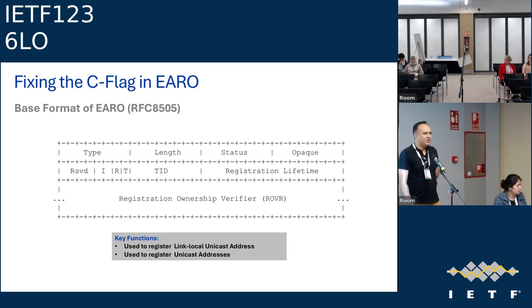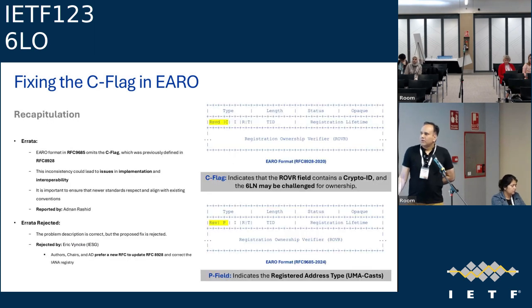So in the introduction of this session, Carlos already told you about this draft and also Pascal told you. This is the base format of EARO that is defined in RFC 8505. This basically is used for the link-local and the global address registration. The first RFC after this is RFC 8928, where the C flag is used for the crypto ID.